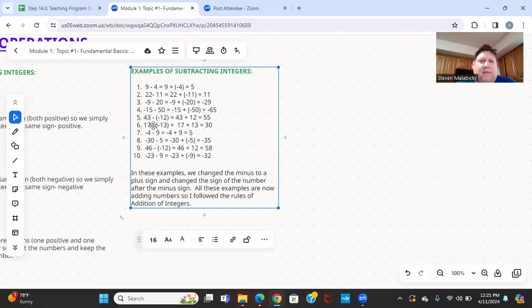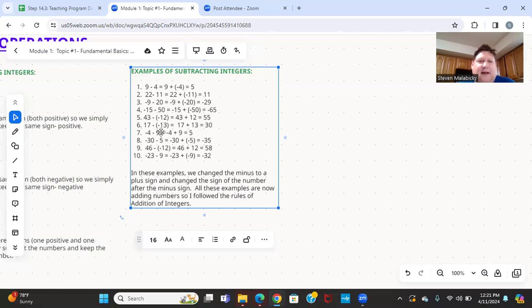Now, this minus turns into a plus sign, and the negative 12 turns into a positive 12. What I tell my students is, when you see minus minus, change it to plus plus. So 43 minus a negative 12 is the same thing as 43 plus a positive 12. Minus minus becomes plus plus. So 43 plus 12 is 55.